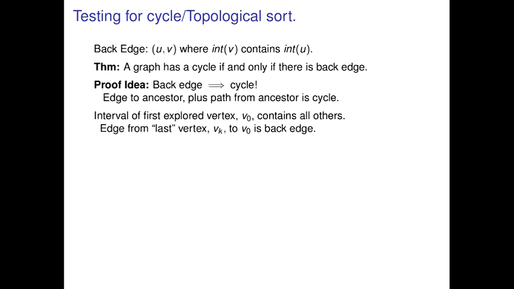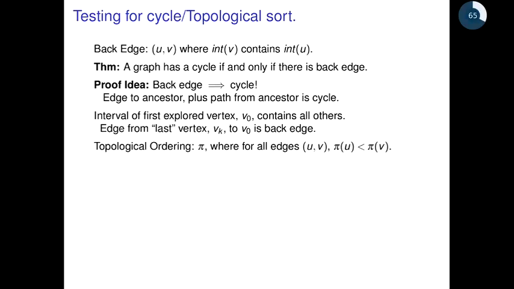And now that edge is a back edge, because if an edge goes from somebody whose interval is contained in somebody else's interval, it's a back edge. It's an edge to an ancestor. So that says there is a back edge if there's a cycle. So it's an if and only if. A back edge implies the existence of a cycle, and a cycle implies the existence of a back edge.